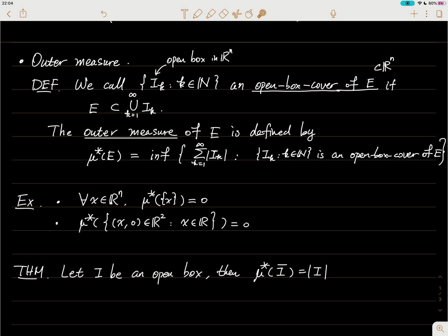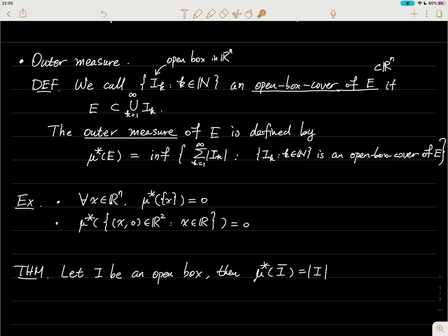There are several properties that can be easily checked. For example, for a single point in R^n, the outer measure is equal to 0. The reason is that if you have a single point, I can easily get a box to cover it, and I can make this box arbitrarily small. When I take the infimum of these boxes, I will get 0. In this case, the open box cover has just one box. You can use more, but this is one way to choose it, and I can make it smaller and smaller. Eventually, the infimum will be equal to 0.